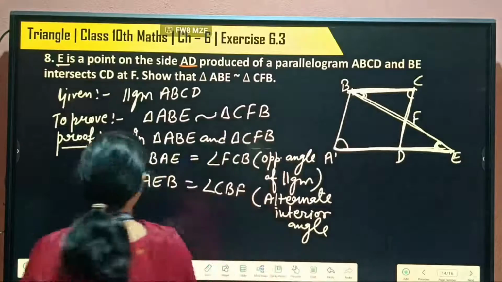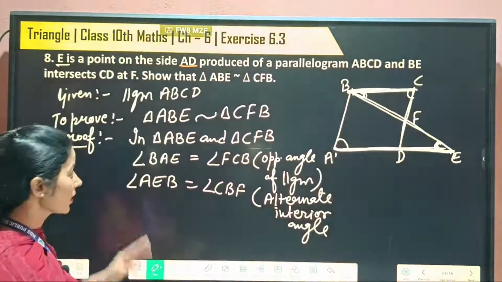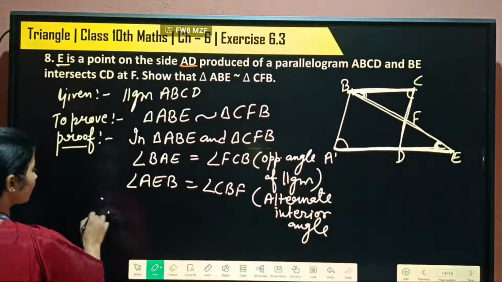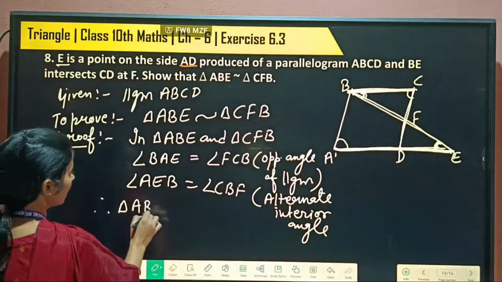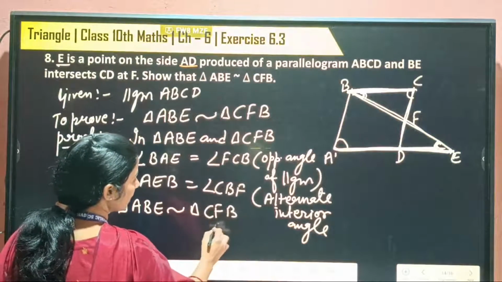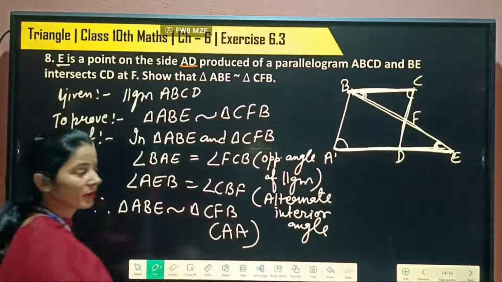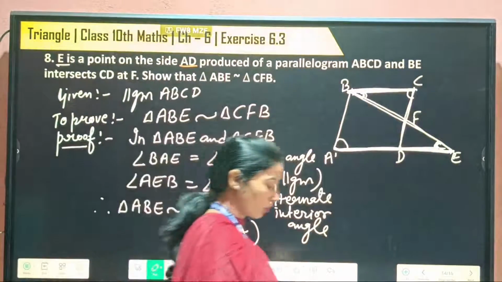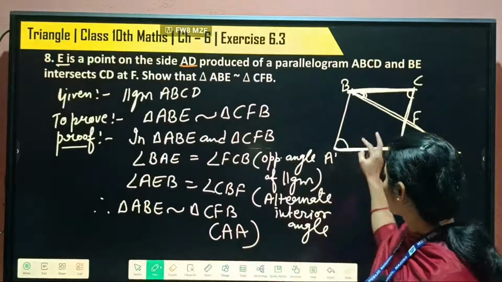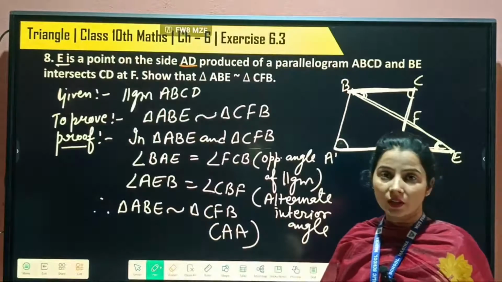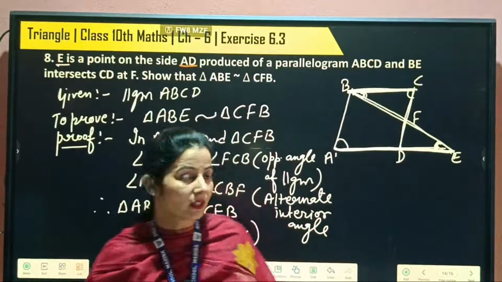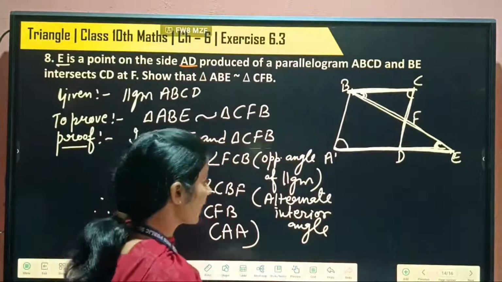So in two triangles, we got two angles the same. If two angles are the same, then these two triangles will be similar. So I can say triangle ABE is similar to triangle CFB by angle similarity criteria. And the third angle automatically will be equal by angle sum property, so no need to write. If we are getting two angles the same in two triangles, then those two triangles will be similar by angle similarity criteria. This question number 8 is completed.